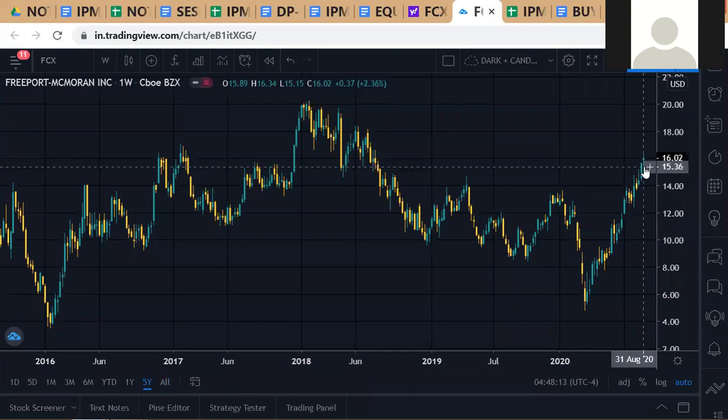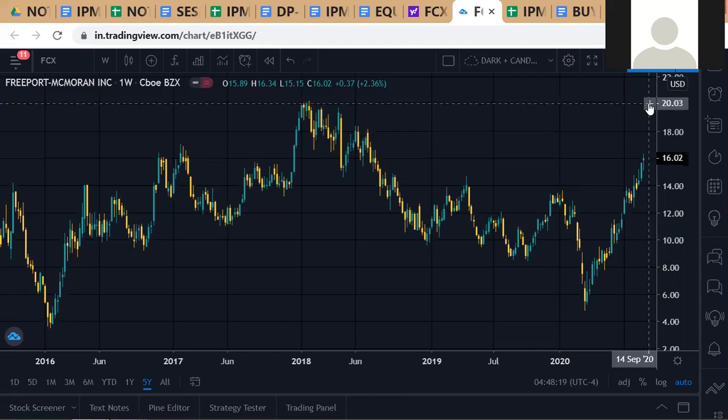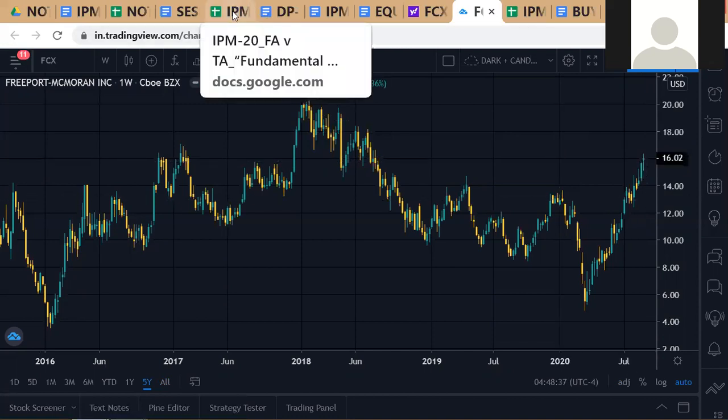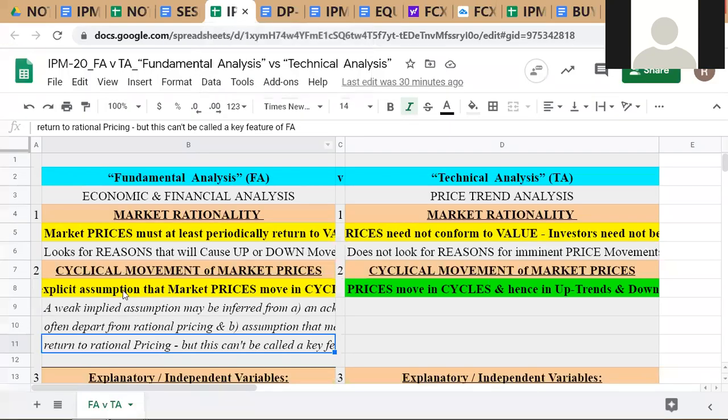Now how will they return? They will have to move from this level eventually back up to this level. In doing so, there is some kind of an uptrend. And as we will see later, uptrends and downtrends actually make up a cycle. So you could say that there is some kind of a weak implied assumption of cyclicality, but since cyclicality is a very important feature of markets, and since there is no explicit assumption, we will go with the view that broadly the answer to the second question is no. In FA, the answer is no. There is no explicit assumption about market prices moving in cycles.